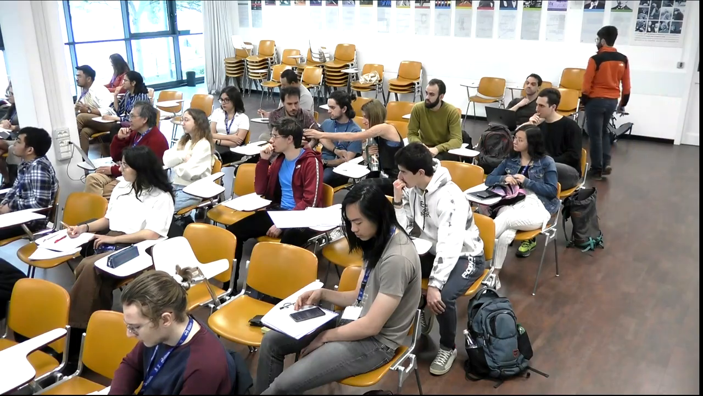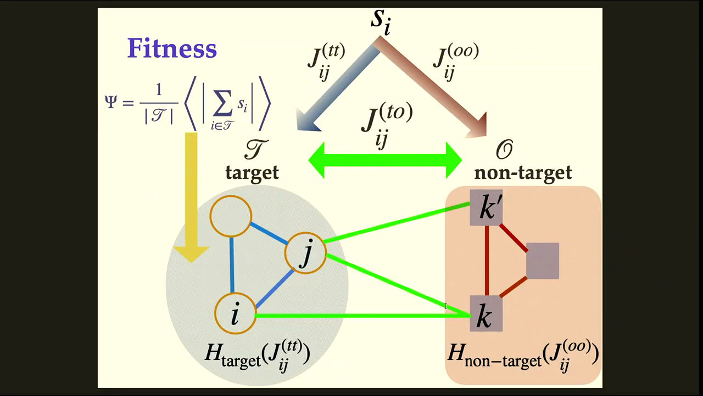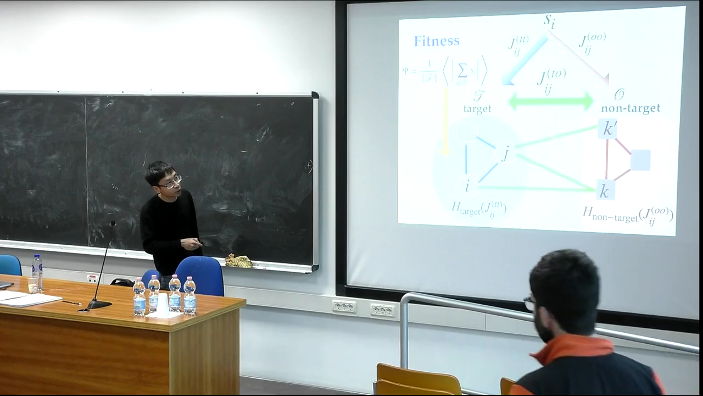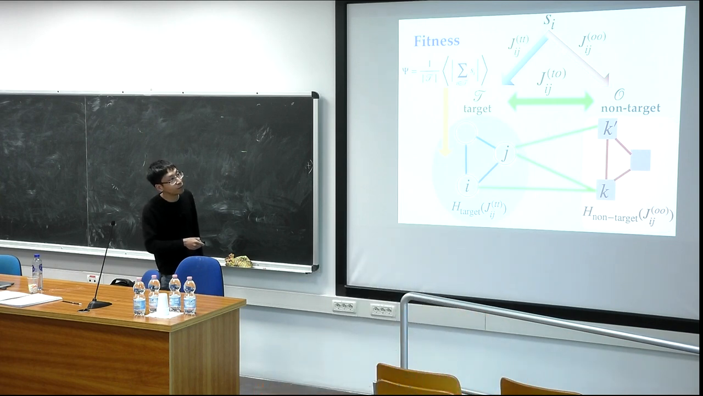So just to summarize the structure, because I think it needs to be gone over and over, otherwise it's not clear, right? You have a system of spins, you divide them into target and non-target. The target is the left-hand side here, and the non-target is the right-hand side. And then you have the green connection here, which represents the interaction between the two different groups of spins, right? This is what we call JTO. So JTO is the coupling between target and non-target spins. And inside each group, you have, for instance, JTT, which is the interaction among the target spins, and JOO, which is the interaction among the non-target spins.